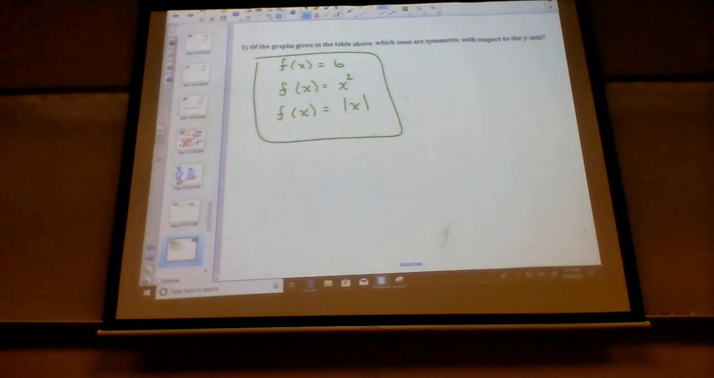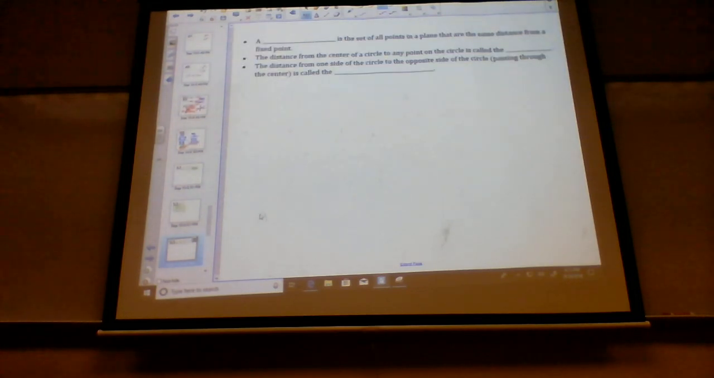Okay. Continuing. We're going to start talking about circles. This is the second part of this lesson. So a circle is the set of all points in a plane that are the same distance from a fixed point. That kind of makes sense, right? Because if you have a fixed point, your center point, a circle is all the points that are equally distant from that center point. We're going to pretend that's a little more equal, but you get the point.